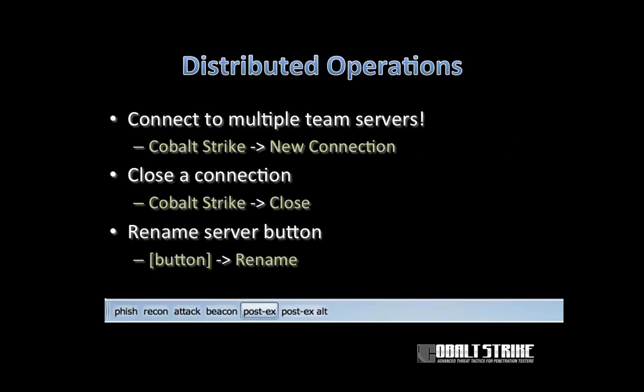How to use multiple team servers with Cobalt Strike? Easy. Go to Cobalt Strike, New Connection, and you will see the Cobalt Strike Connect dialog. Choose the team server that you want to connect to, and when you're connected, a bar will show up at the bottom of the Cobalt Strike window that allows you to switch between Cobalt Strike team servers. Right-click on a button and go to Rename to rename the button to something that indicates that team server's purpose. If you want to close a connection, just go to Cobalt Strike, Close, and the current connection will close. And that's all there is to it mechanically.